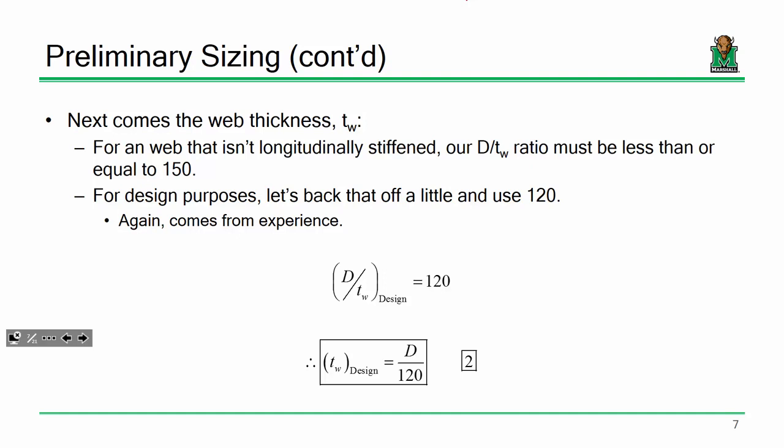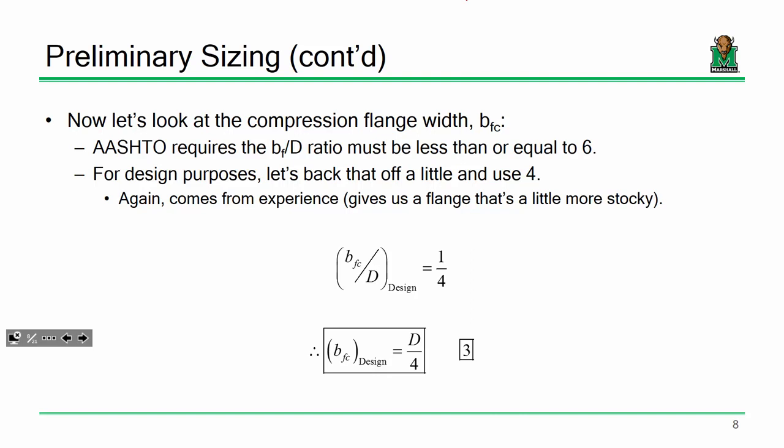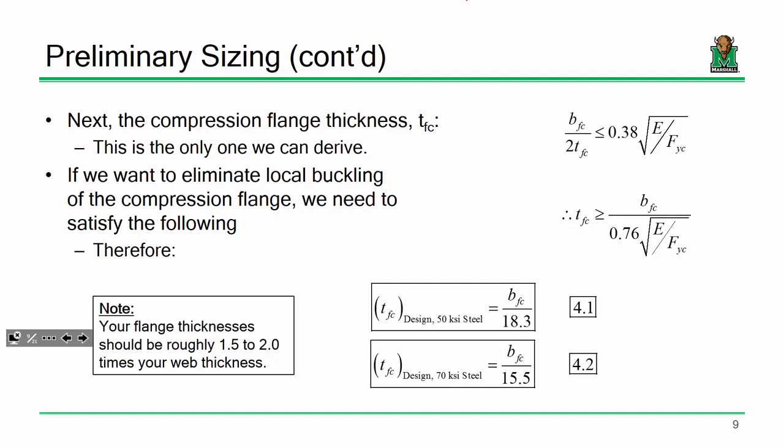Next, let's look at the flange width, okay? Now, AASHTO requires that bf over D has to be greater than or equal to 1 over 6, I guess that's what that should say. But you're talking about a really tiny flange when you start looking at those numbers. Something that's a little more usable is to use a ratio of 4. Again, that comes with experience and it gives us a little more stocky flange to work with. So let's look at that bf over D ratio as being 1 over 4. So let's use a flange width that's D over 4, okay? Make sense?